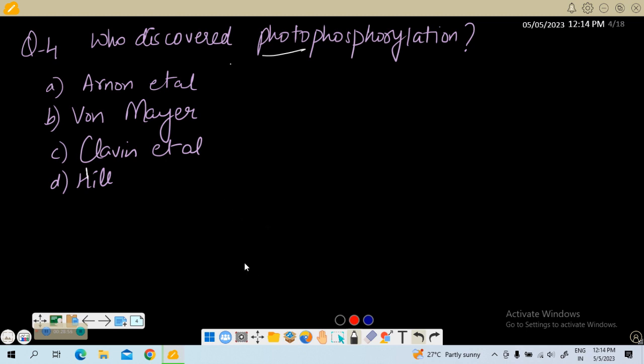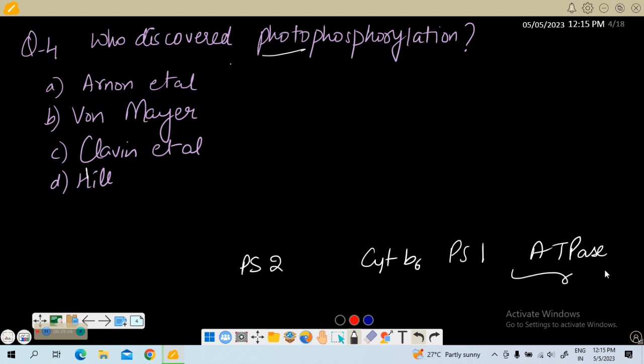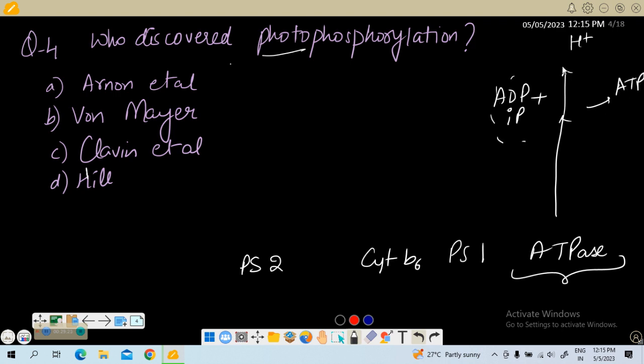So in photophosphorylation, the PS2 complex is there, then the cytochrome b6f complex is there, the PS1 complex is there, then the ATPase complex is there. But we just have to remember this ATPase complex because ATP production happens here. ADP plus inorganic phosphate, and here H positive is released. So further it forms ATP. The ATPase complex is somewhat like this. Okay, so the answer is it was discovered by Arnon et al.